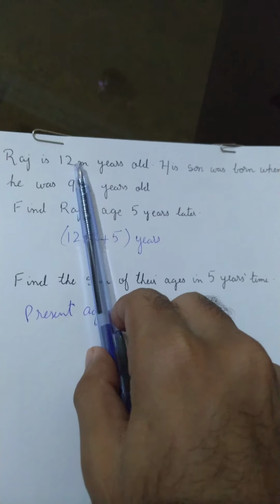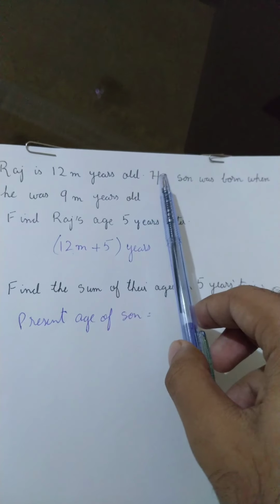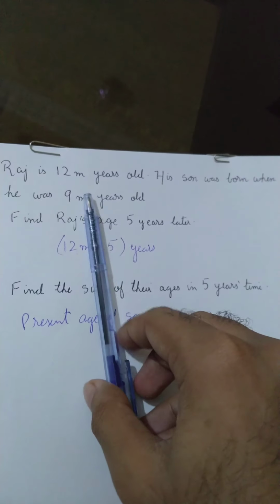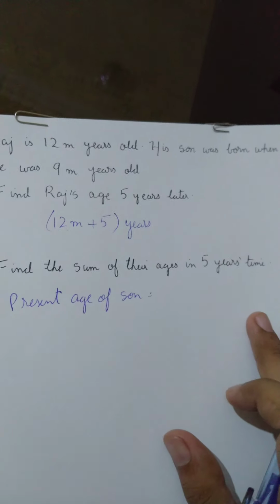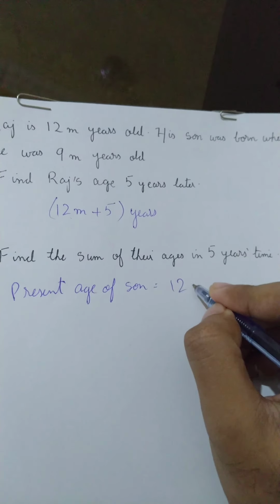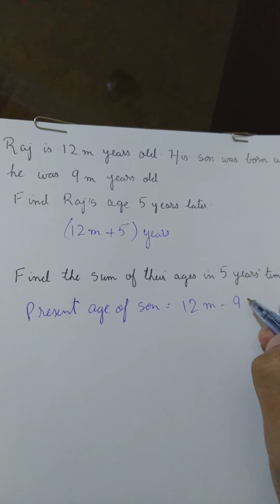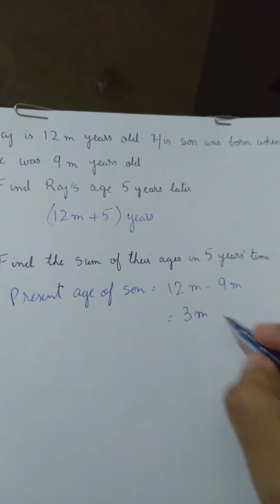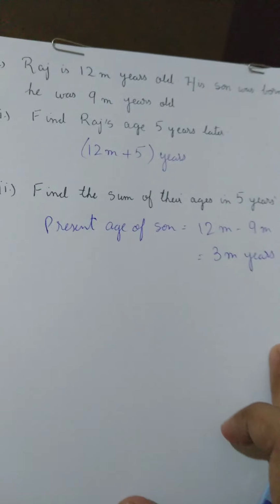Raj was 12 years old, and his son was born when he was 9 years old. So obviously his son right now would be 3 years old. How did I get this? It's very easy. We just have to subtract: 12M minus the age when his son was born, so it would be 3M. 3M years is the present age of the son.